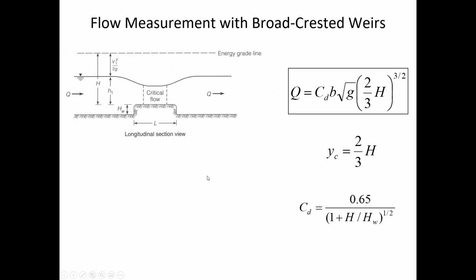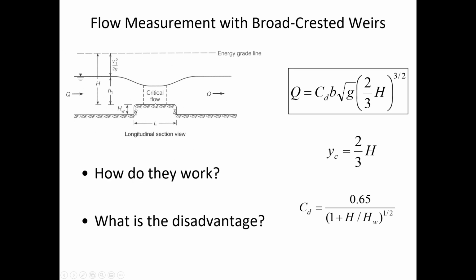I just wanted to show you this to set the stage for a flume, because you can think of a flume as satisfying the same objective as a broad-crested weir, but it has a couple of advantages. The problem with the broad-crested weir is that trash will accumulate upstream of the obstruction. Sediment and debris could accumulate because you've got this obstruction in the flow. It also removes a lot of energy, so it's kind of inefficient from a hydraulic standpoint. There's head loss through a broad-crested weir.